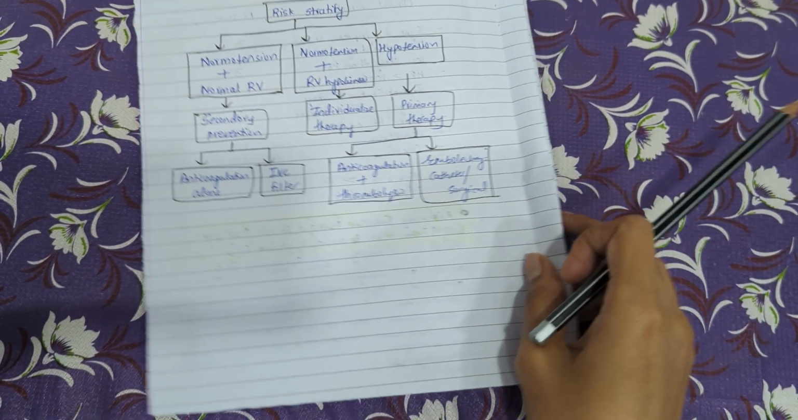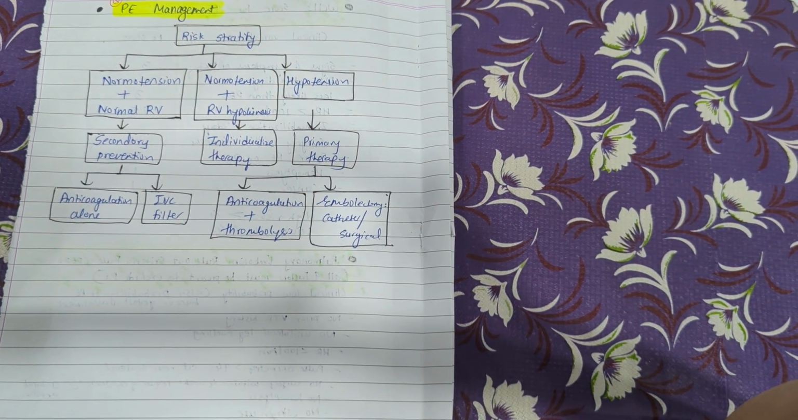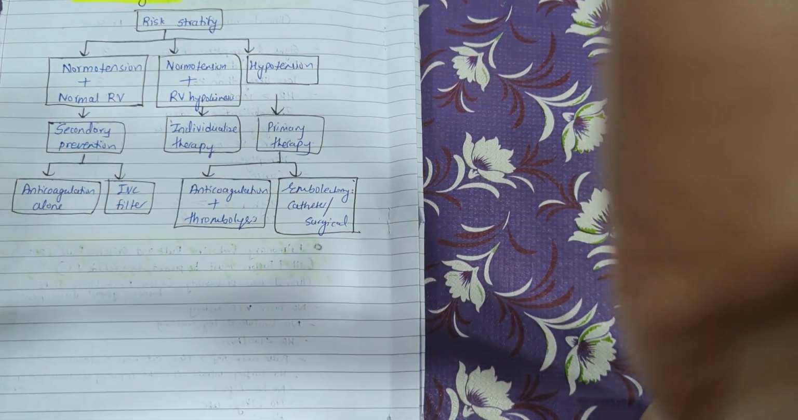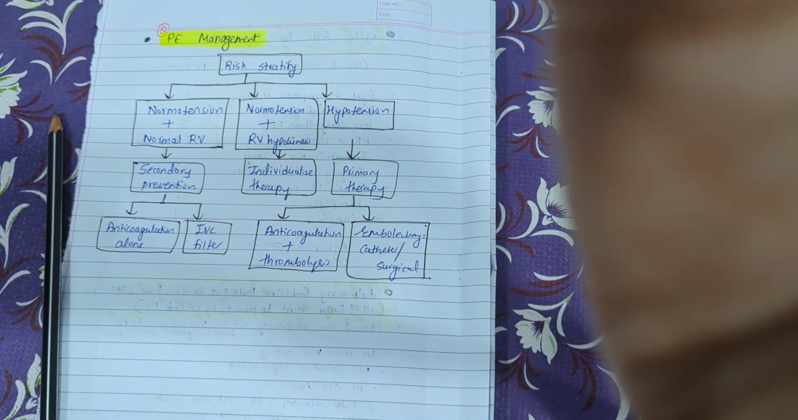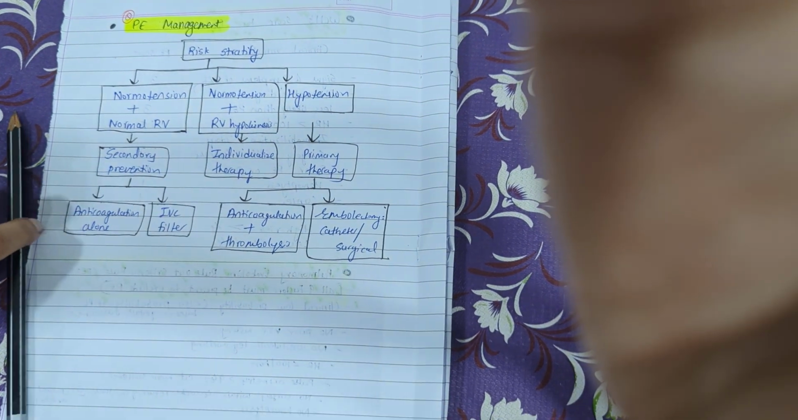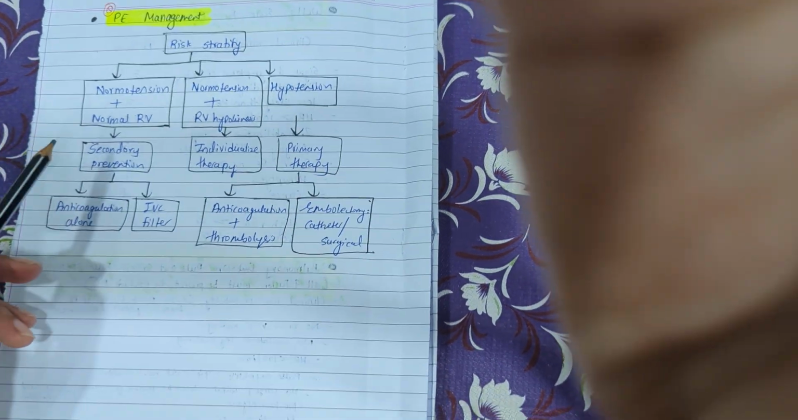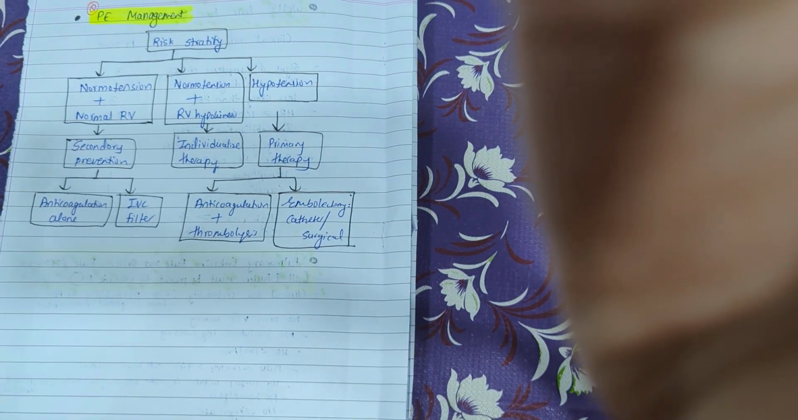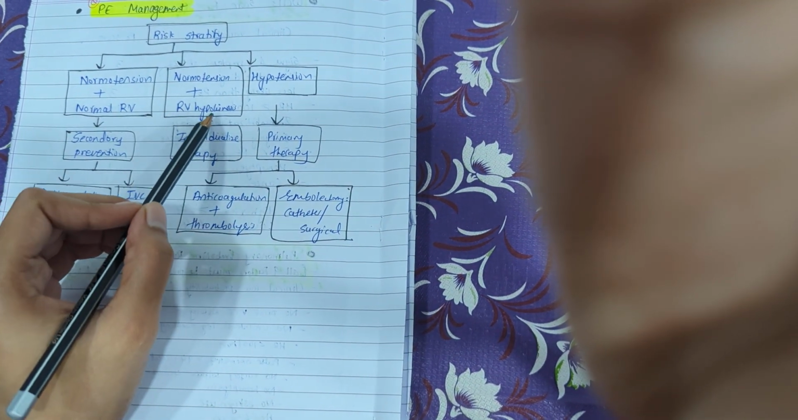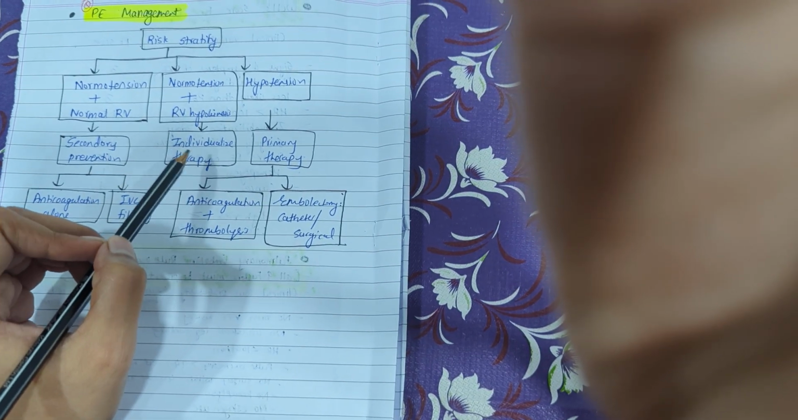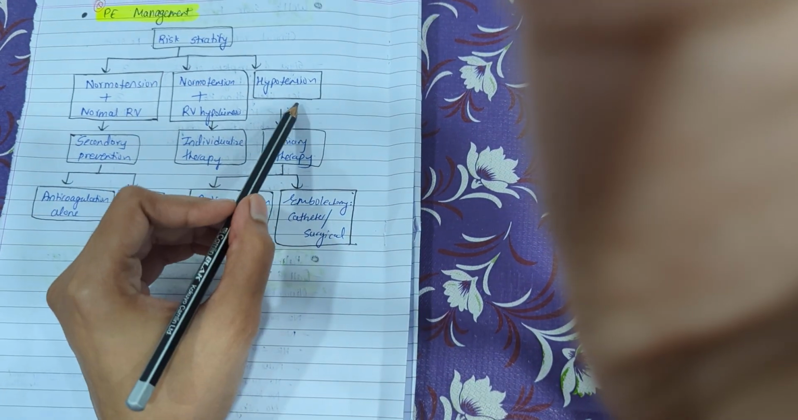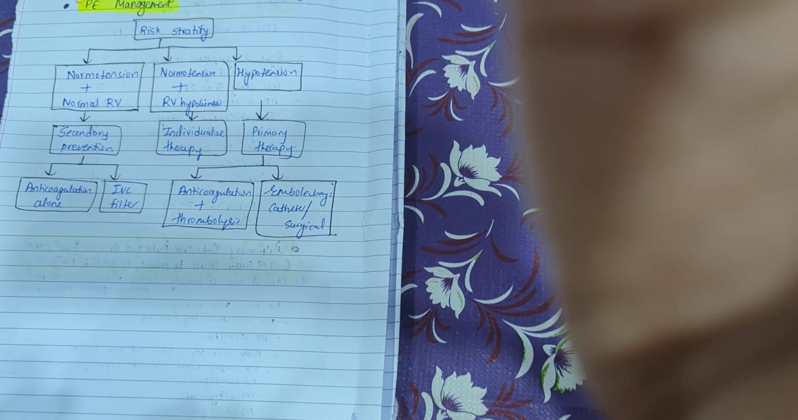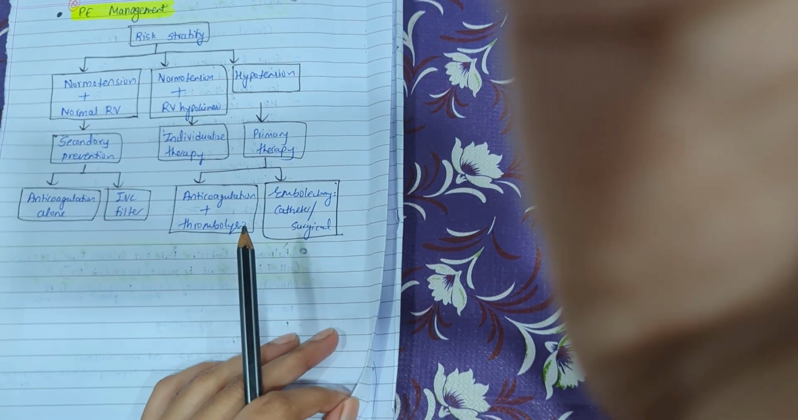Now coming to pulmonary embolism management, first you do the risk stratification. You see how much is the risk. If the patient is normotensive with a normal RV, you do secondary prevention, that is anticoagulation alone and IVC filter, that's it. If the patient is normotensive with RV hypokinesis, then individualize the therapy. If the patient is hypotensive, you give primary therapy: anticoagulants, thrombolysis, and embolectomy by catheter or surgical method.